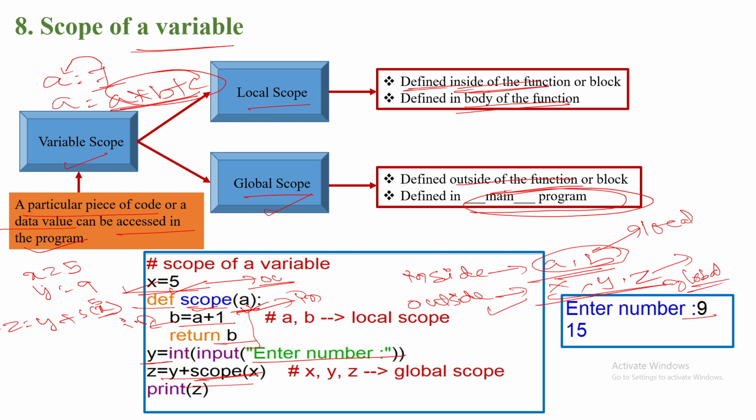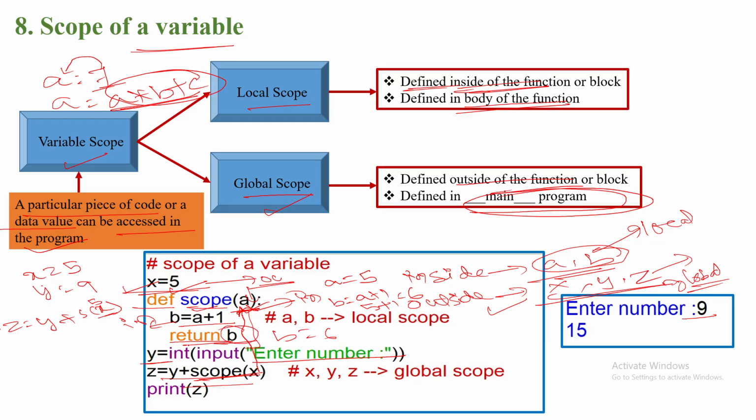It's the function call. In the function call, this X value comes here, and the parameter receives this value. So now the A value is 5. A equal to 5. Now B equal to A plus 1, that means 5 plus 1, it comes to 6, right? So the B value is 6. So return B, B equal to 6.